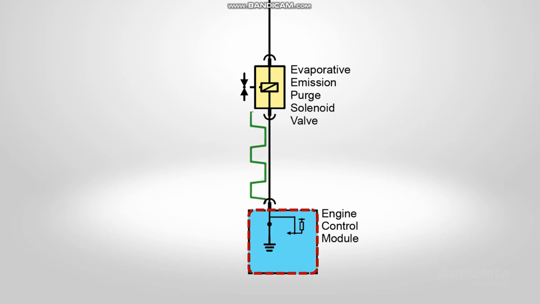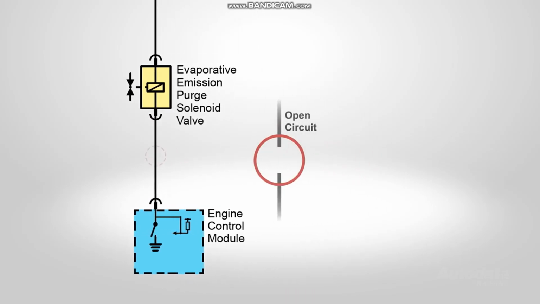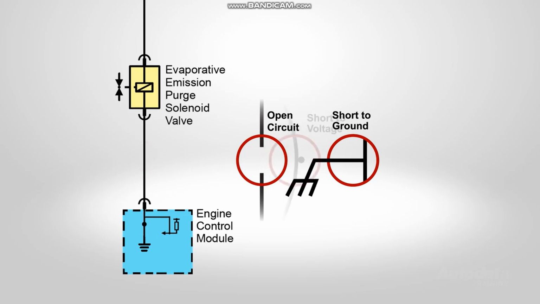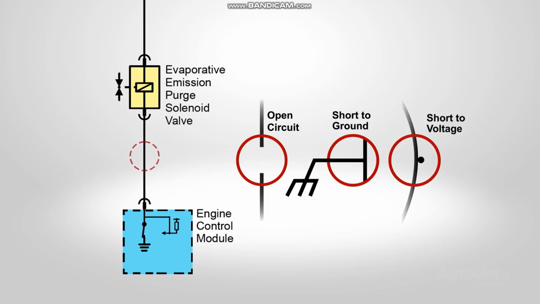The engine control module, or ECM, controls the solenoid valve by grounding the control circuit with a solid-state device called a driver. The driver may be equipped with a feedback circuit. The ECM can then determine if the control circuit is open, shorted to ground, or shorted to voltage by monitoring the feedback circuit.